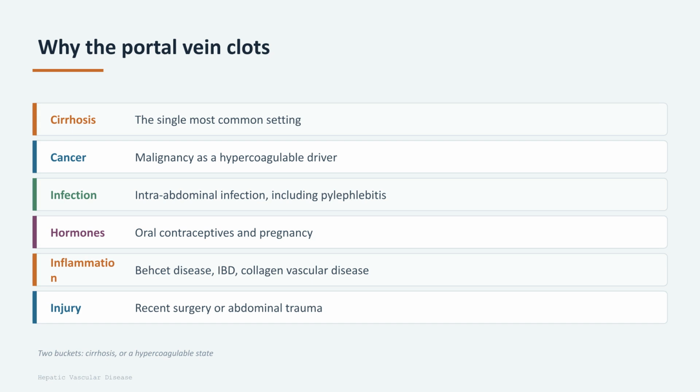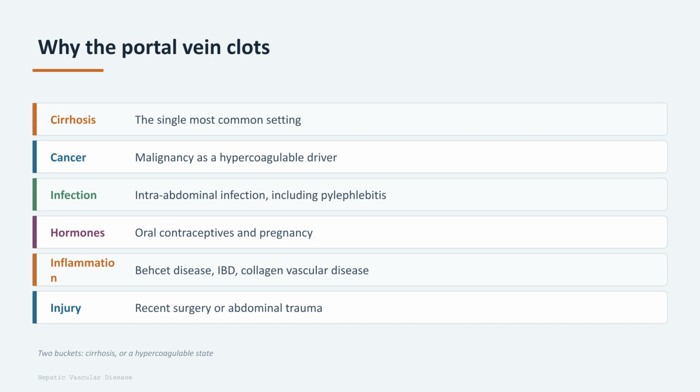Why does a portal vein clot? 2 buckets. The first is cirrhosis, sluggish portal flow through a scarred liver. That is the single most common setting. The second bucket is a hypercoagulable state: malignancy, intra-abdominal infection, oral contraceptives and pregnancy, inflammatory conditions like Behçet disease, inflammatory bowel disease, and collagen vascular disease, and then injury, recent surgery or abdominal trauma.